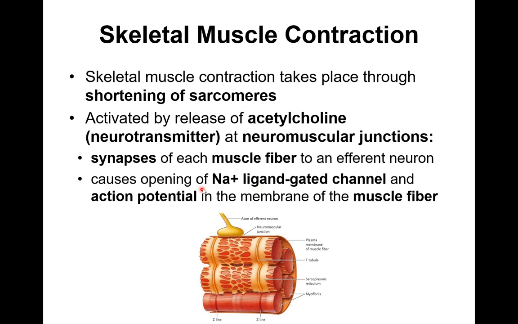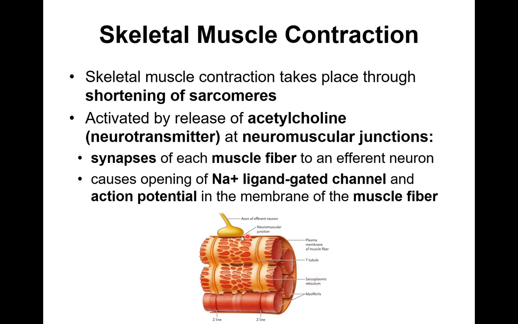And here, when the signal is activated, at these synapses the efferent neuron releases a neurotransmitter called acetylcholine. Acetylcholine binds to a sodium ligand-gated channel in the plasma membrane of each muscle fiber. So these are multinucleated cells containing multiple myofibrils.